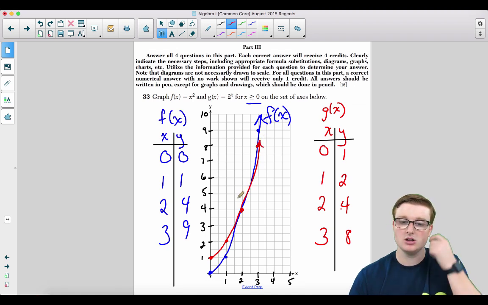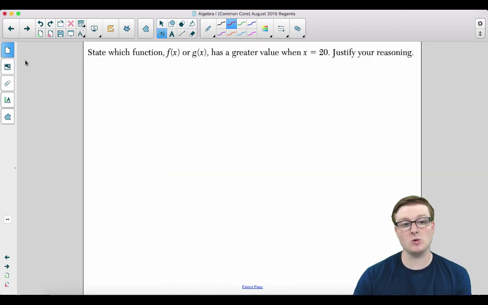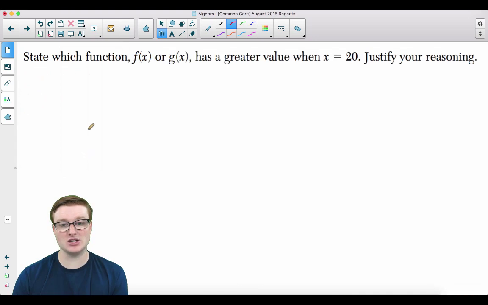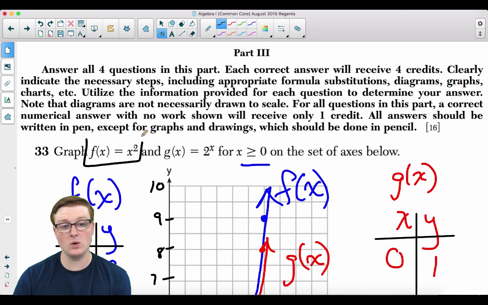Okay, like that. And I'm going to label that as g of x. Perfect. So that's fine. And then it asks us a follow-up question. State which function, f of x or g of x, has a greater value when x equals 20. Justify your answer. So what your job is first of all, 20 is not even on the graph. So you actually have to figure this out algebraically. Well, they told you what f of x is, and they told you what g of x is.